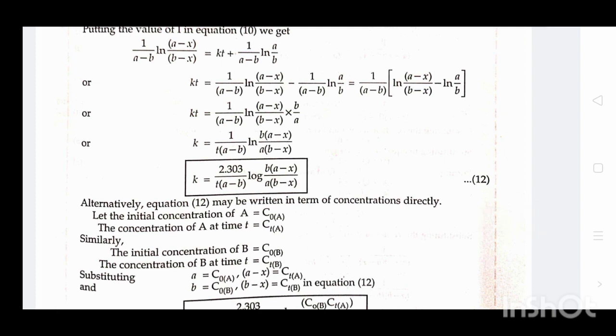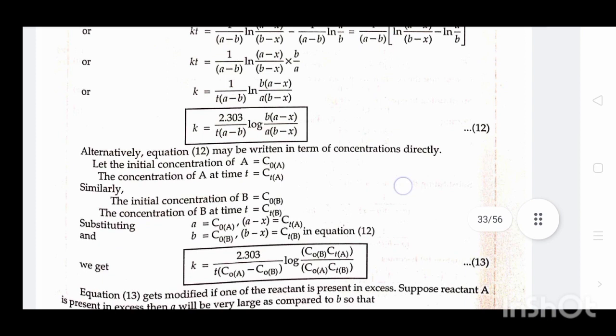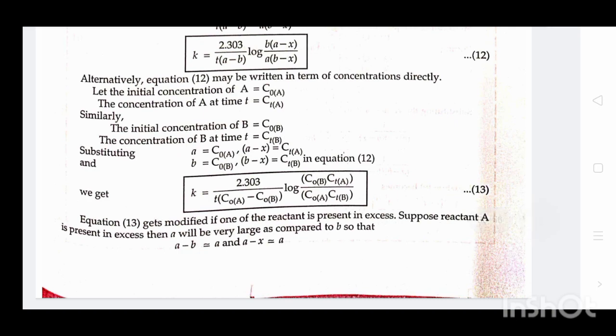Alternatively, equation 12 may be written in terms of concentrations directly. Let the initial concentration of A equal C naught A, and the concentration of A at time t, similarly, C t A. The initial concentration of B is equal to C naught B, and the concentration of B at time t, C t B. Substituting a equals C naught A, a minus x equal to C t A, b equal to C naught B, b minus x equal to C t B in equation 12, we get k equal to 2.303 divided by t into (C naught A minus C naught B) log C naught B into C t A divided by C naught A into C t B.